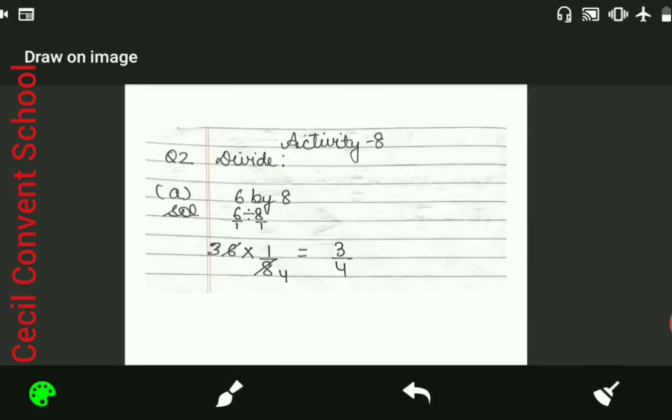See this example. A part. 6 by 8 means divide 6 by 8. So in place of by, what comes? Divide. Down of 6 nothing is written. So what do I write? 1. Down of 8 nothing is written. So I will write 1. Now 6 by 1 I will write as it is. Clear? Now, in place of the divide sign, what comes? Multiply sign. And 8 by 1. When you convert the divide sign into multiply sign, then after the divide sign, whatever fraction is written, that will be reciprocated. Clear? Means 8 by 1 will become 1 by 8.